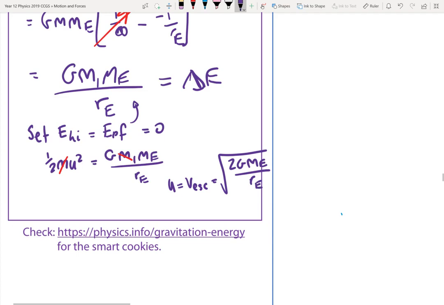This is the escape velocity for the Earth, mind you. This works for any mass at any distance from it. So let's look at the proportionalities here. The more massive my planet, the greater the gravitational field strength, the deeper the gravitational well of potential energy that I'm trapped in, the faster I would have to leave Earth with kinetic energy equal to potential energy.